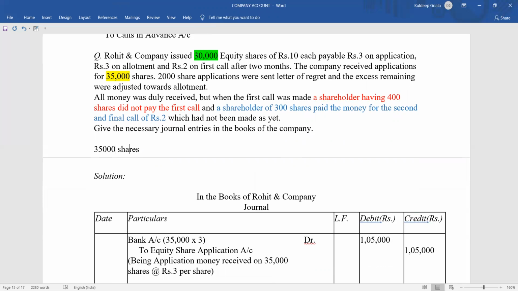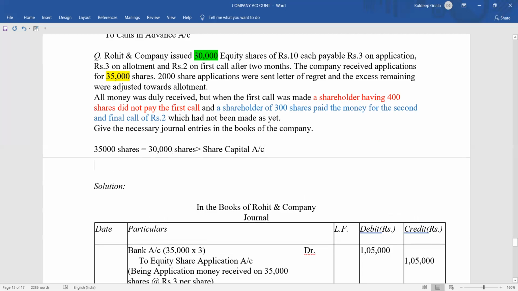So out of these 35,000 shares, how has it been distributed? This 30,000, the number of shares that we have issued, will directly go where? It will go to the share capital account. Okay, this will go in the share capital account.